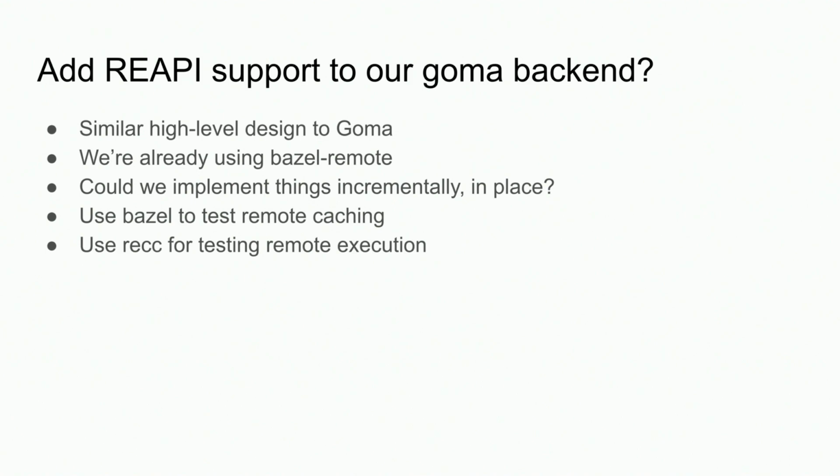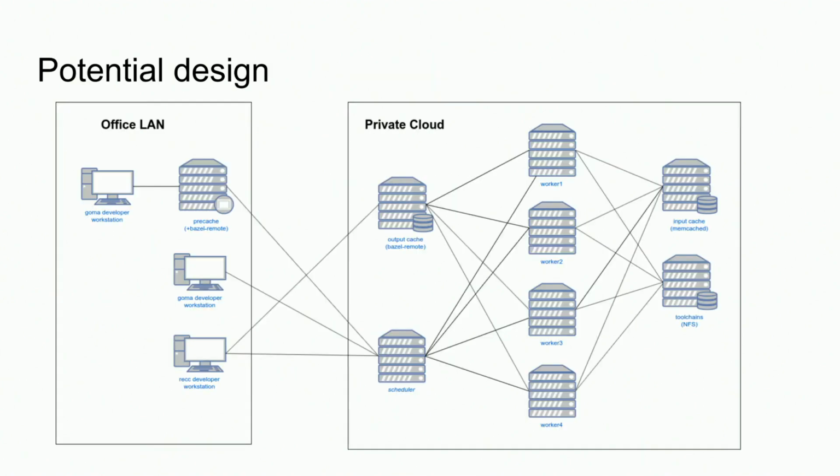On the other hand, maybe we could add RE API support to our Goma backend. It's a similar high-level design. We're already using Bazel Remote. Could we basically get there piece by piece and test with Bazel to get remote caching up and running, and Rec to test our remote execution implementation?